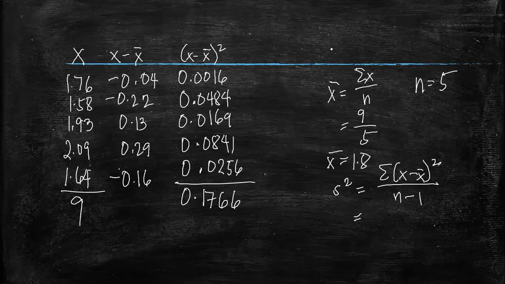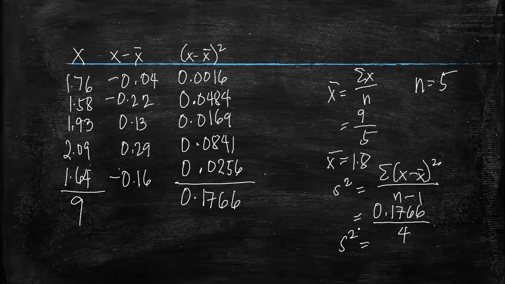Check natin yung final answer. Okay, so 0.1766 divided by n minus 1. Ang n natin ay 5, so pag magma-minus 1 ako, magiging 4. So our s squared, which is our variance, is 0.0442.